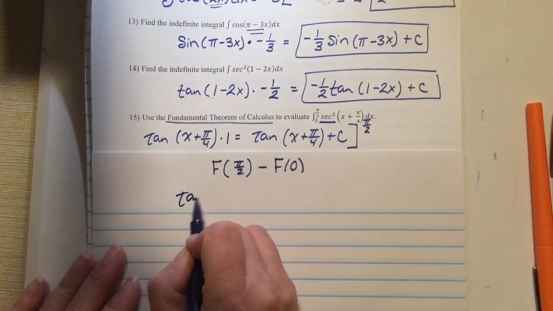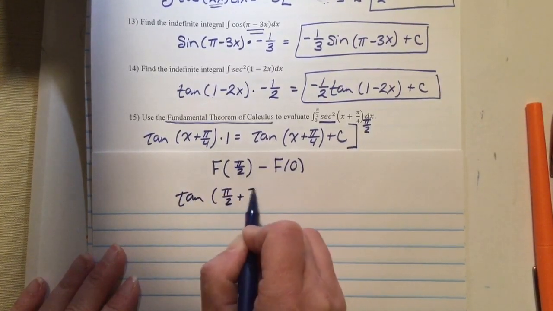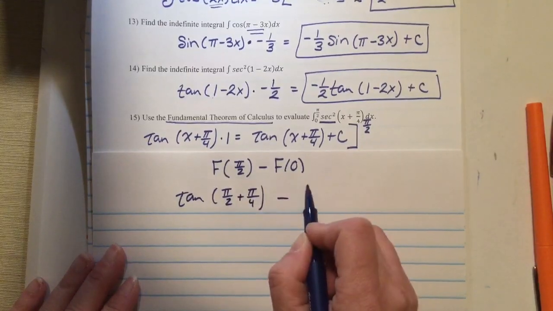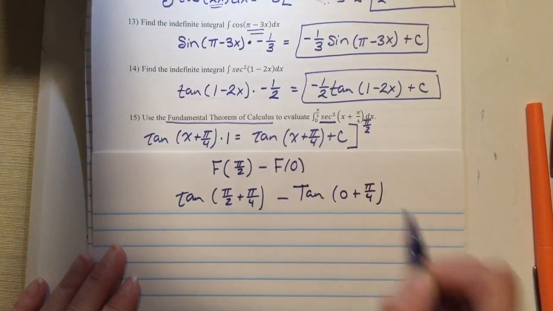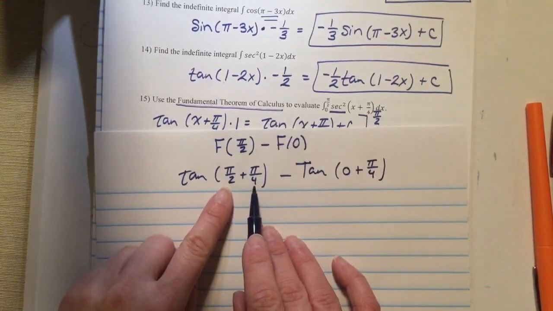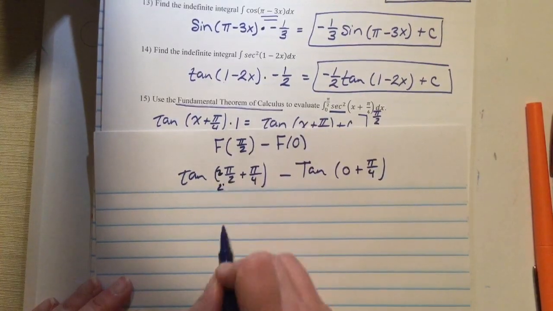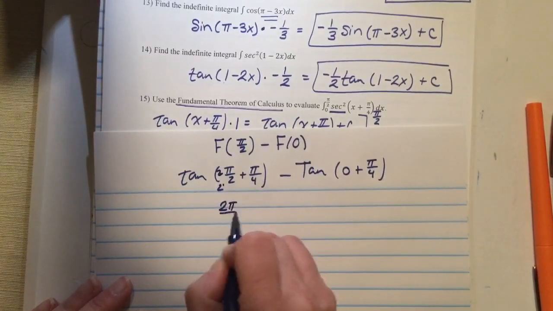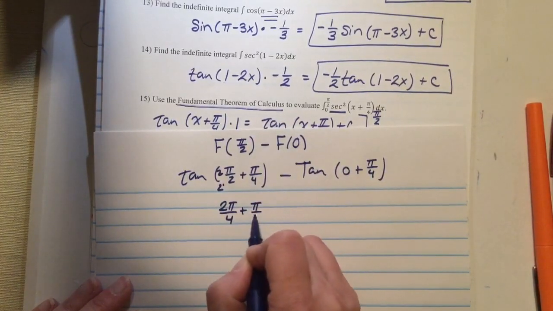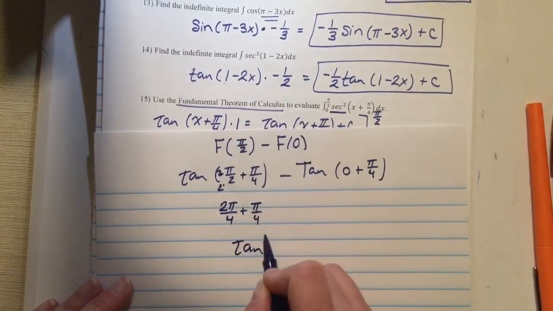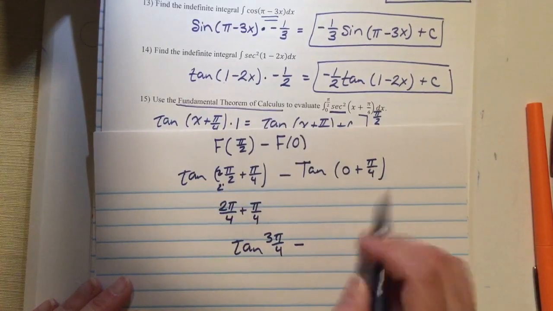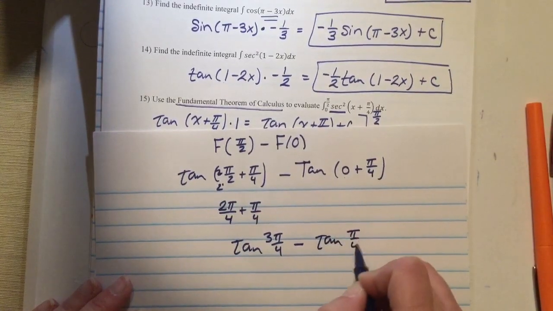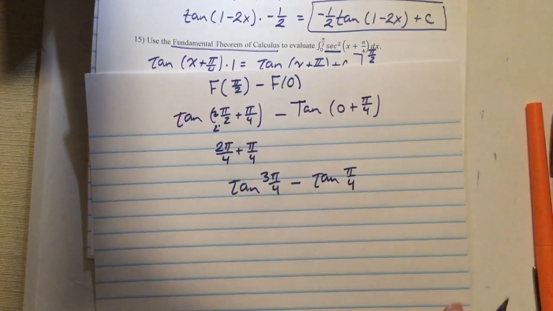And then I'll show you how you can put this in the calculator. So if I take the tangent of pi over 2 plus pi over 4, minus the tangent of 0 plus pi over 4. Now here, in order to add these two, you do need a common denominator because you're adding fractions. So I'd have to multiply top and bottom by 2, making this 2 pi over 4 plus 1 pi over 4. So this is the tangent of 3 pi over 4, minus 0 plus pi over 4, which is just pi over 4. Okay, so we're going to go ahead and plug those in.